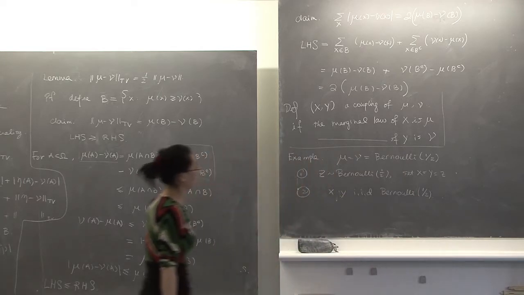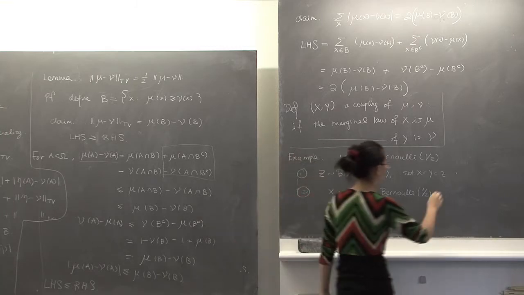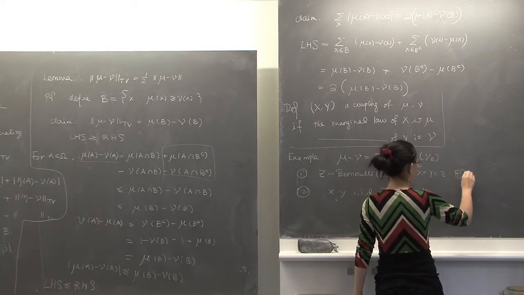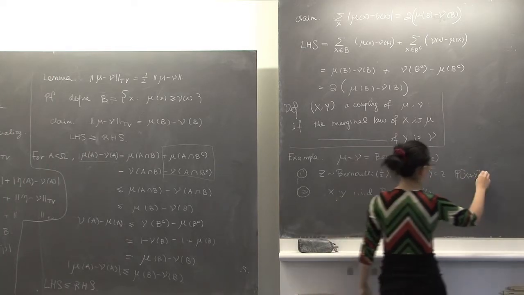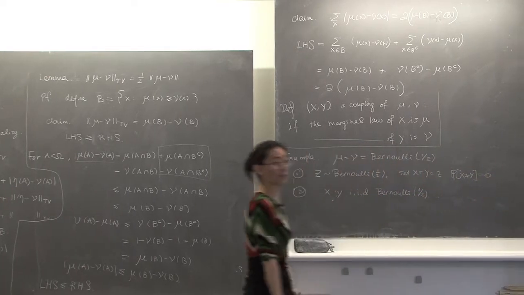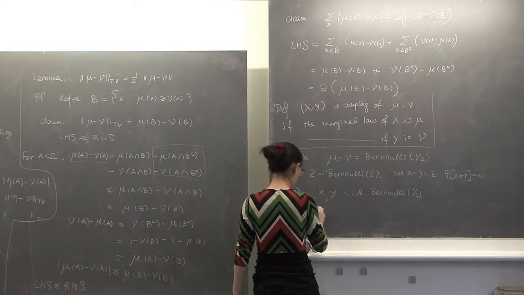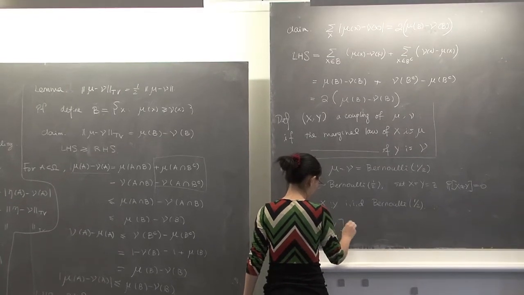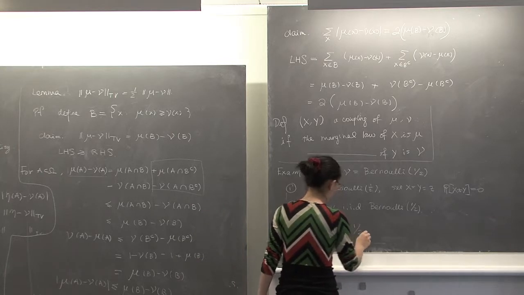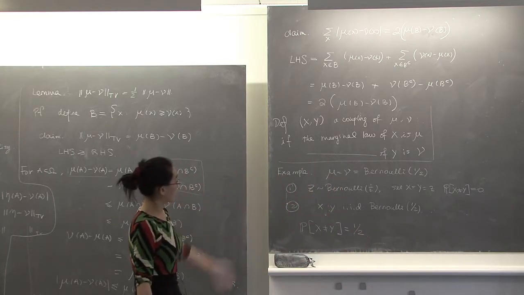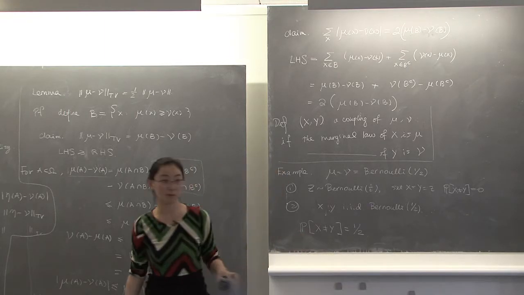And this is also a coupling between two measures. In the first coupling, we see that the probability for x distinct from y is what? Zero, because they're always the same. But in the second one, what's the probability for this to be distinct? It's 1/2. So both of them are a coupling of these two measures, but the probability for these two random variables to be distinct can be very different.